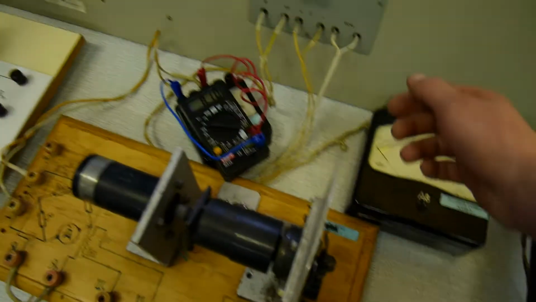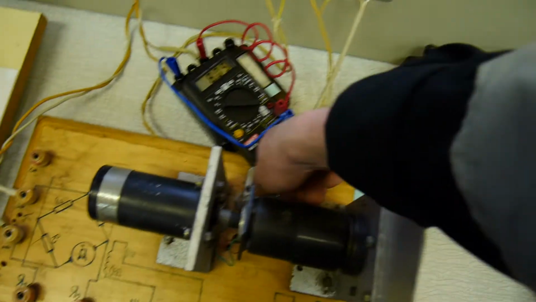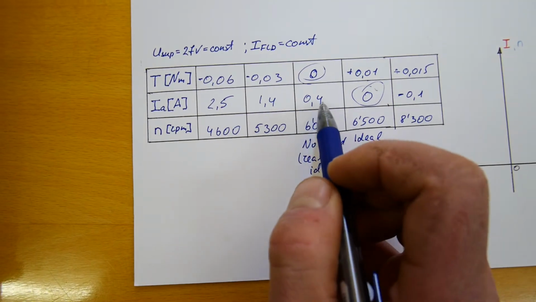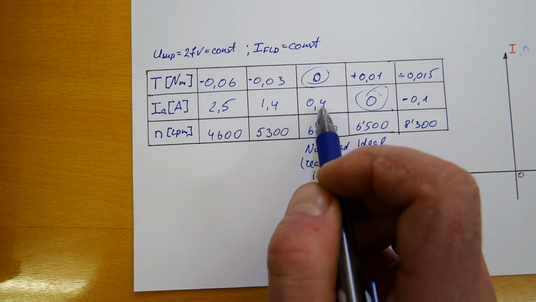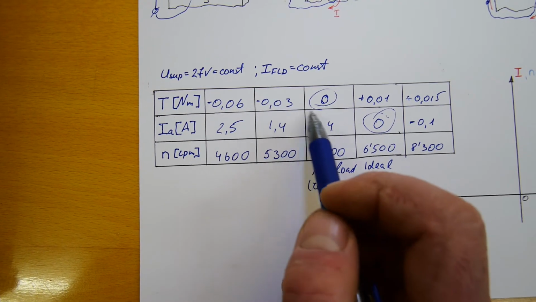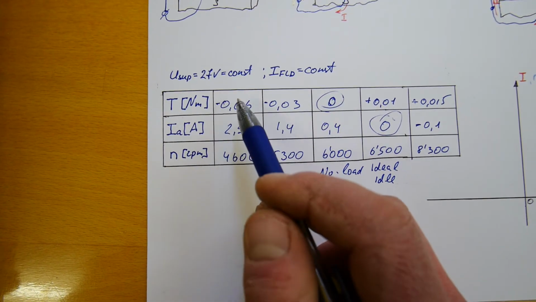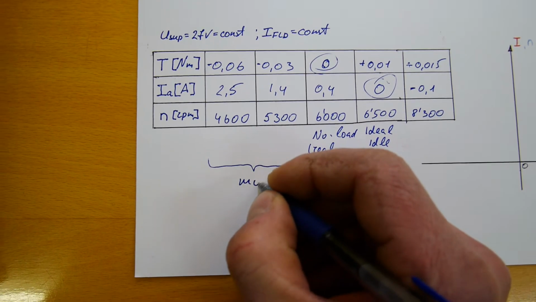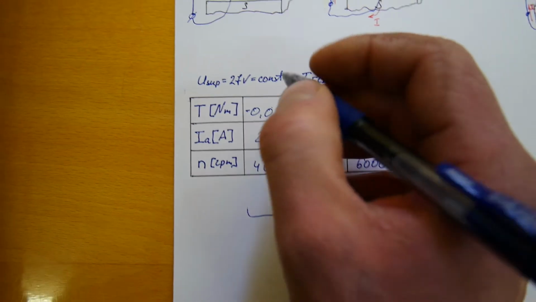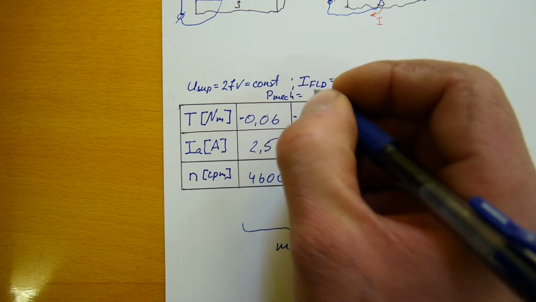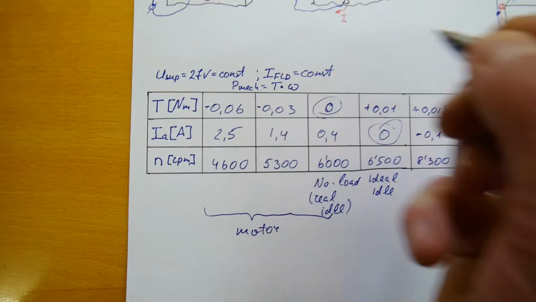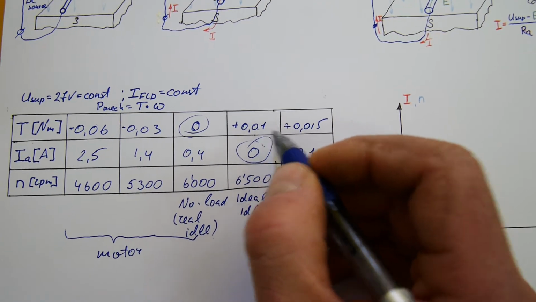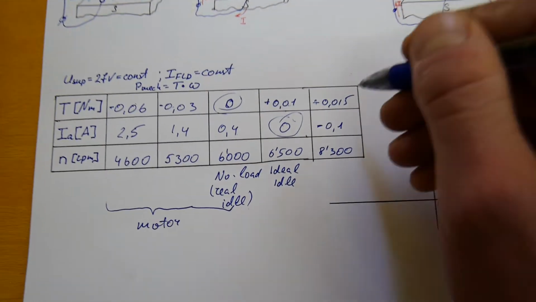So now, let's analyze what we got. Here, we consume current. It is with plus. We consume current from the power supply network, and we produce mechanical torque, mechanical power. So this mode is a motor mode. We produce mechanical power. This is the torque times speed of rotation. And now we start to add torque, so we consume mechanical power, not produce.